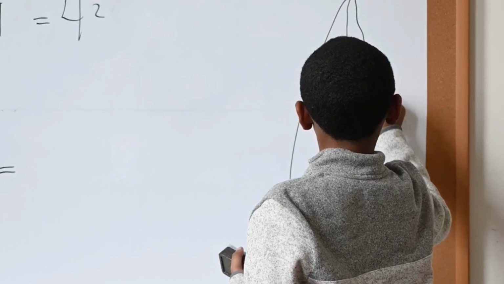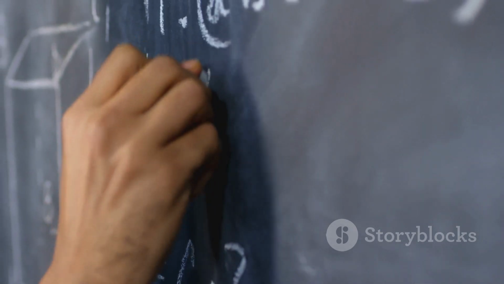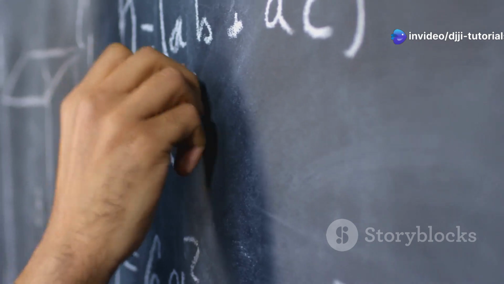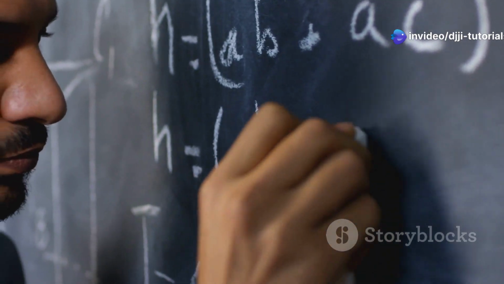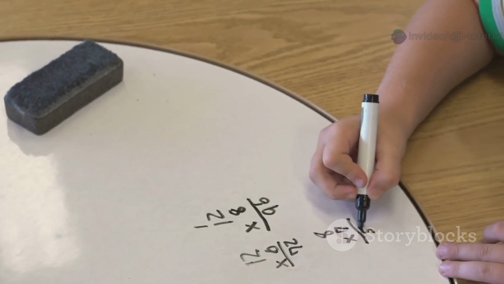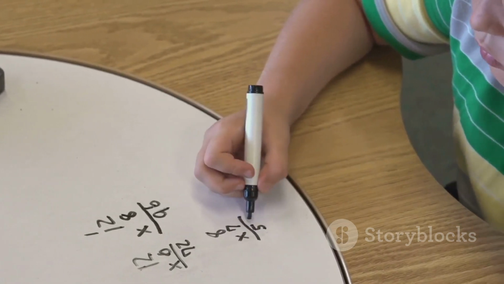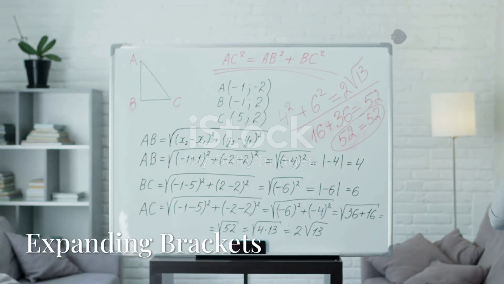Now let's move on to combining like terms. Add or subtract the coefficients, which are the numbers in front of the variables of like terms, keeping the variable and exponent the same. For example, 3x plus 5x equals 3 plus 5, all multiplied by x, which equals 8x.